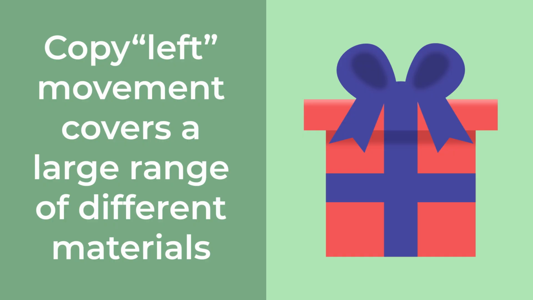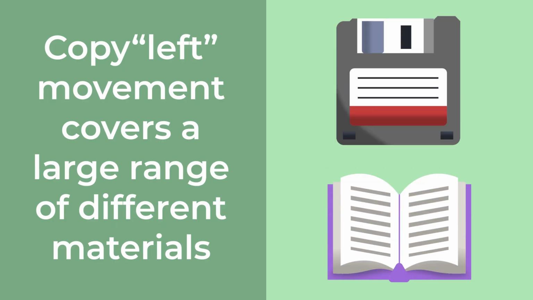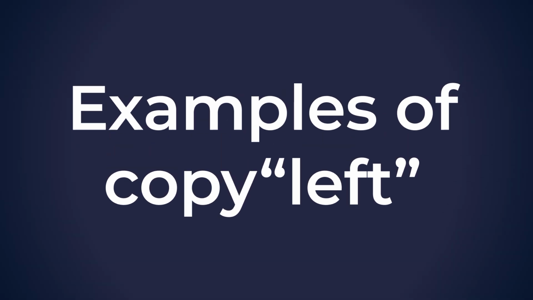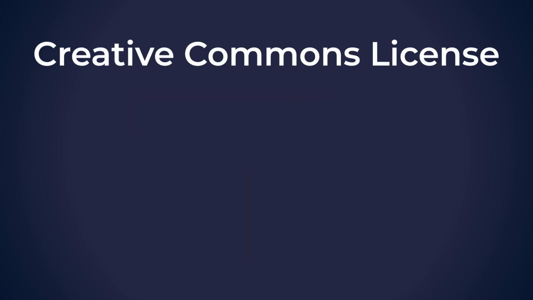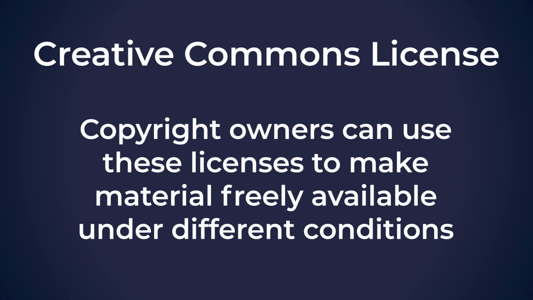The copyleft movement is a large one. It encompasses everything from software to textbooks. We'll give you a few examples here, so you have some places to start exploring what you might find useful. One example of copyleft is material with a Creative Commons license. Copyright owners can use these licenses to make their material freely available under different conditions.